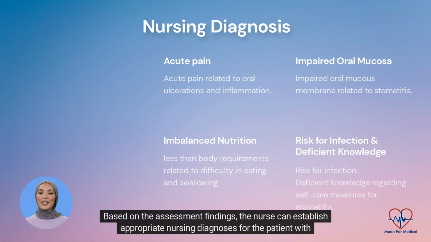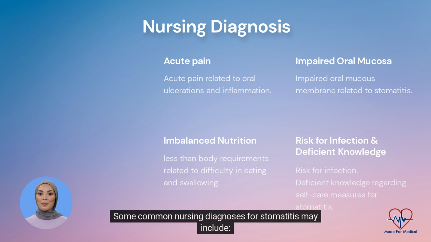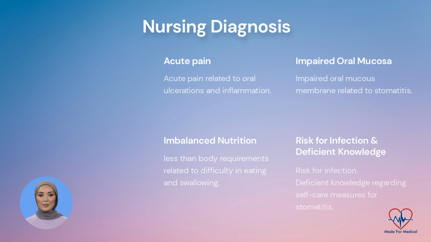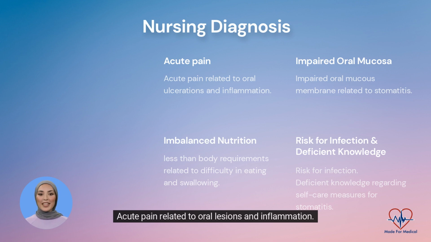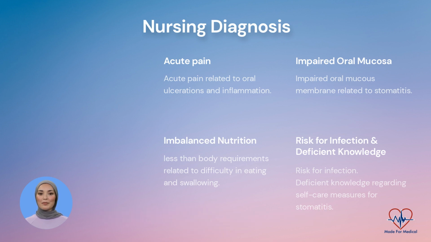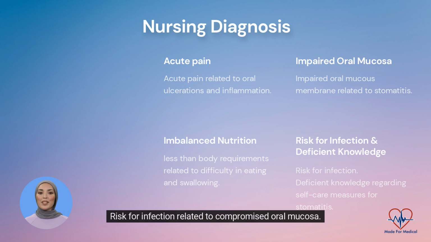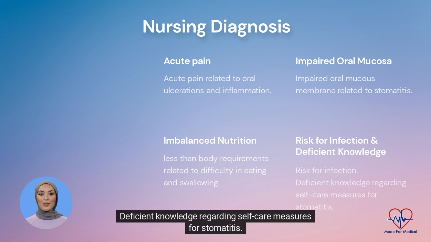Based on the assessment findings, the nurse can establish appropriate nursing diagnoses for the patient with stomatitis. Some common nursing diagnoses for stomatitis may include: 1. Acute pain related to oral lesions and inflammation. 2. Impaired oral mucous membrane related to inflammation and infection. 3. Imbalanced nutrition, less than body requirements, related to difficulty eating or swallowing. 4. Risk for infection related to compromised oral mucosa. 5. Deficient knowledge regarding self-care measures for stomatitis.